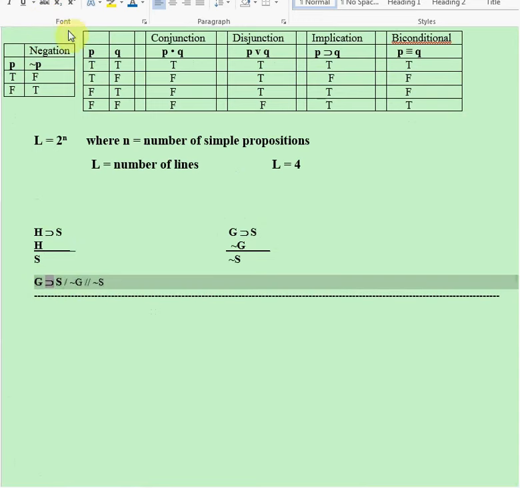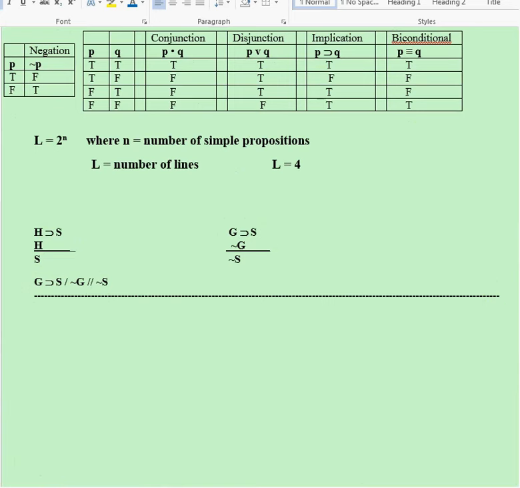And so that will all be expressed this way. First premise, if G then S. Second premise, not G. And conclusion, not S. Separated by the slashes there. One slash for separating the premises. Two slashes for separating the premises from the conclusion.